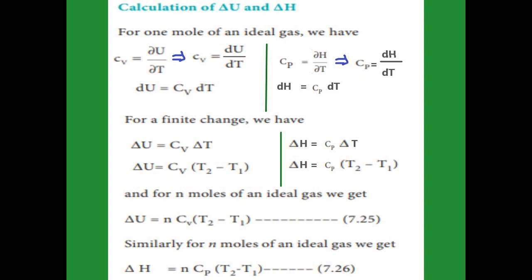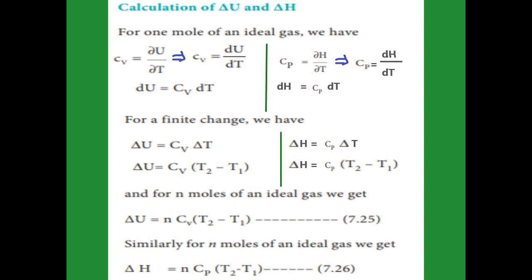The same way, Cp means what? Dou H by dou T. The dou value is now changed to a differential value. So Cp equals dH by dT, and cross multiplying we get dH is equal to Cp dT. Then we change this differential into a finite change. Finite change means a particular change. That particular change: dU is changed to delta U, and the same way dT is changed to delta T. So delta T means T2 minus T1, and delta U means U2 minus U1.